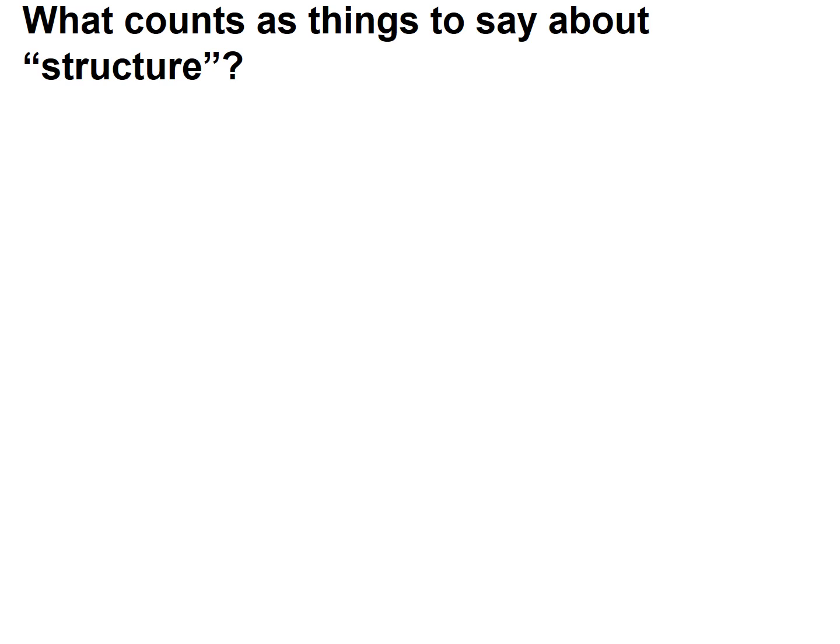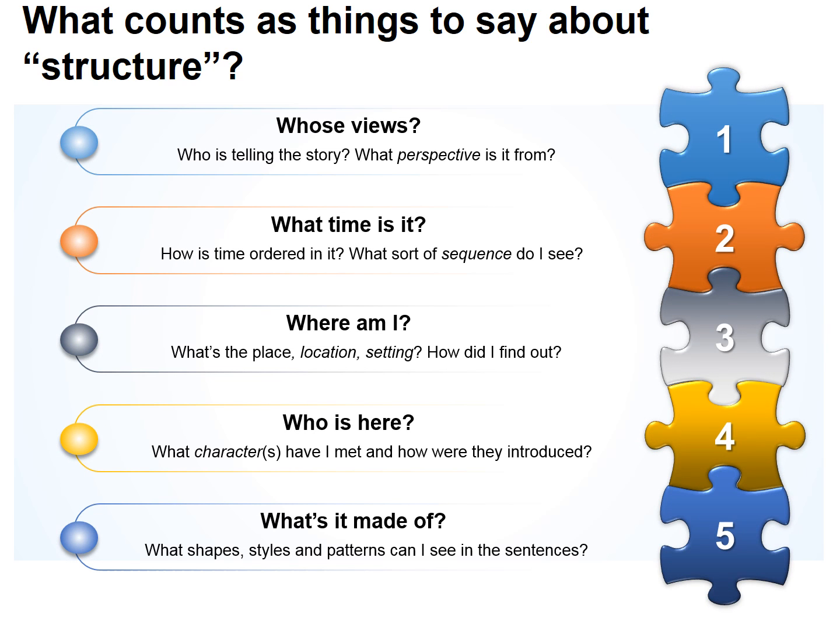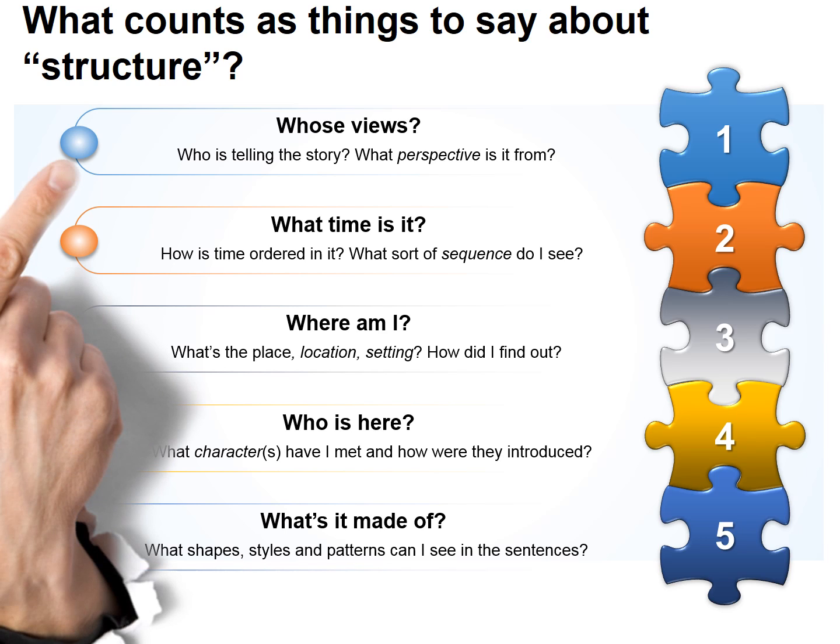Okay. What counts as things to say about structure? Here's a series of questions you might ask of a text. First of all, whose views do we have here? Who's telling the story? What perspective is it from? Is it first person? Is it in the third person? If it's in the third person, so Ralph was doing this thing, Jack was doing this thing, is there a particular character that we seem to favour?